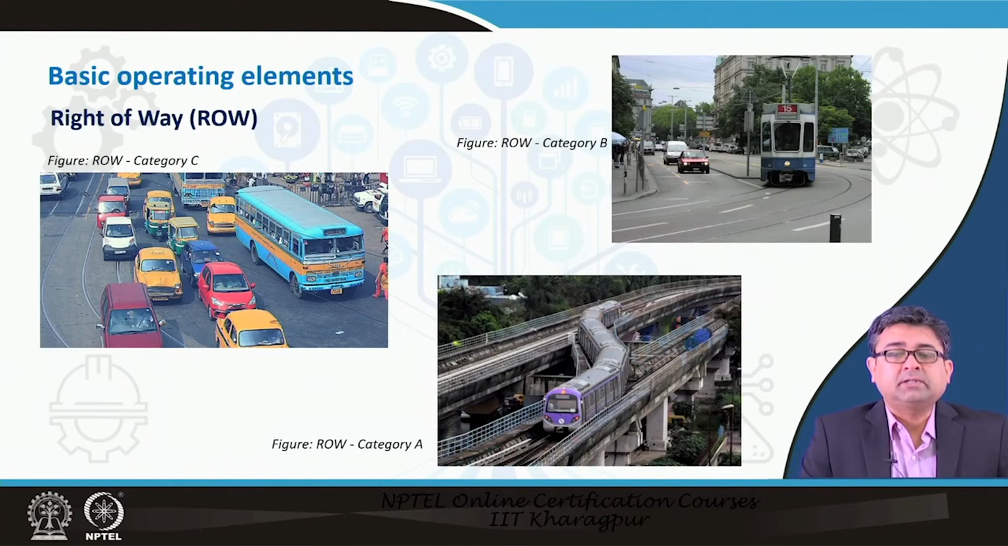If I wanted to show it in pictures, the first picture on your left is a right of way category C, where the bus is traveling along with all the other vehicles on the street. If you move clockwise to category B, that is the picture of a tram which has its own right of way. It has its rails, that is its own right of way, but the rails are at grade with the other modes of transportation. So, although it has its own right of way, it is running with mixed traffic. Whereas, category A right of way is usually the metro systems or the subway systems across various cities in the world.